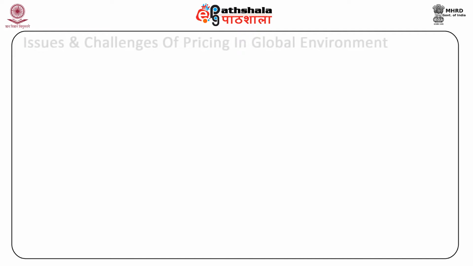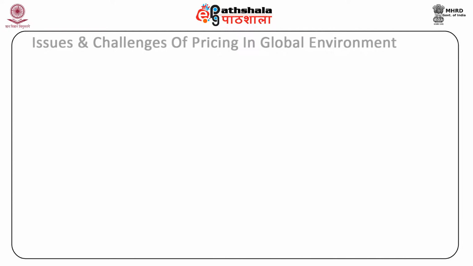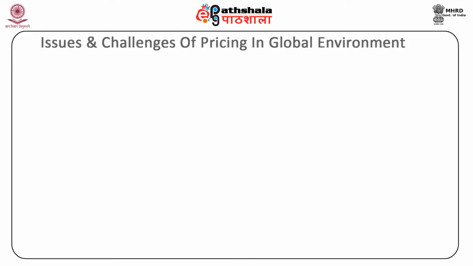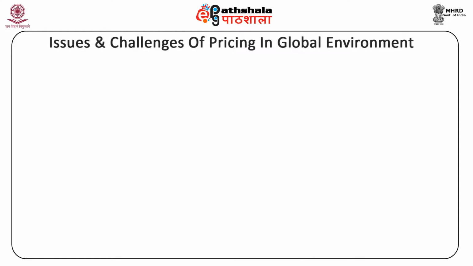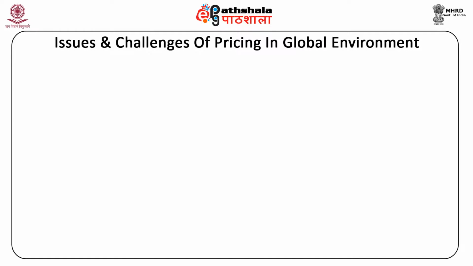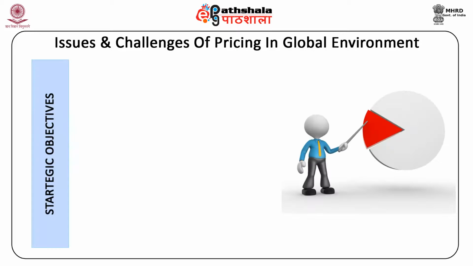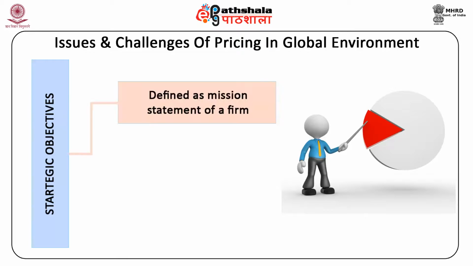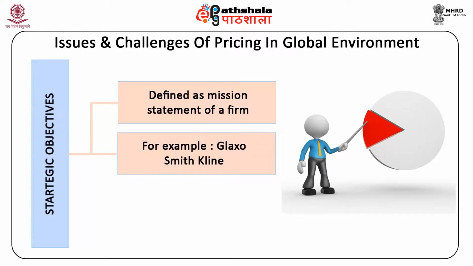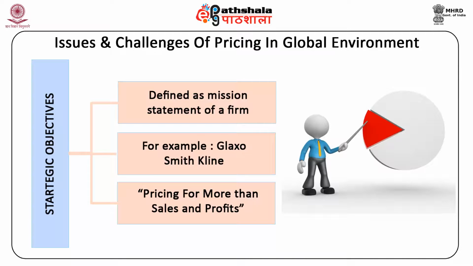Let us now analyze both internal and external factors in detail. We will begin with internal factors. The first internal factor is strategic objectives. A strategic objective is described as the mission statement of a firm. For example, the mission statement of GlaxoSmithKline is pricing for more than sales and profits.